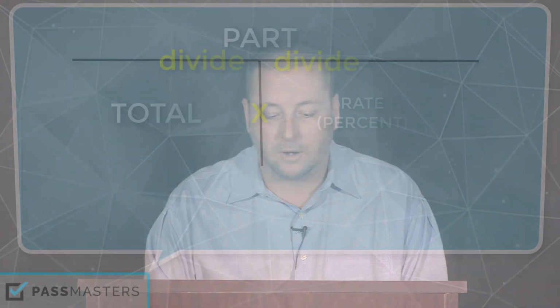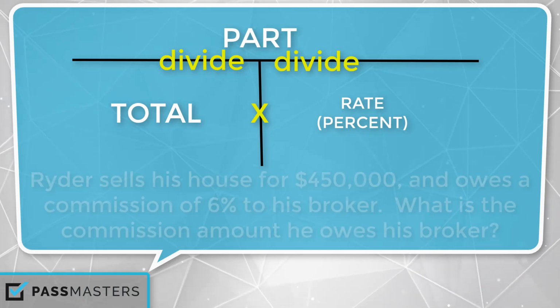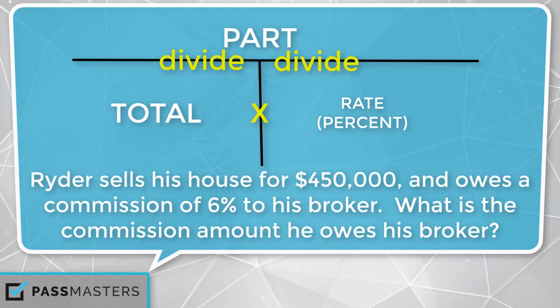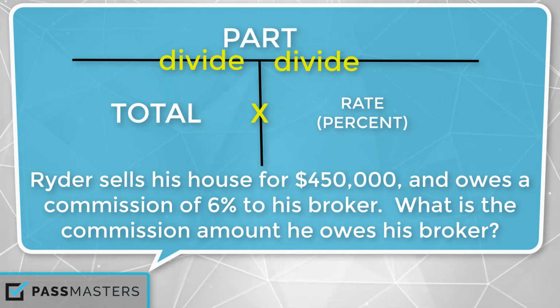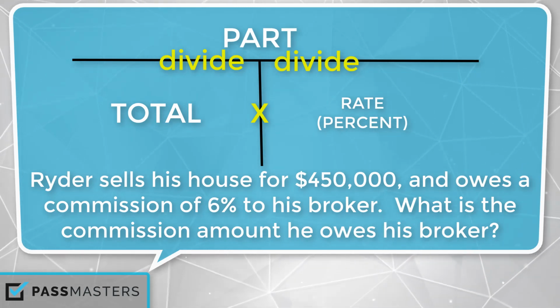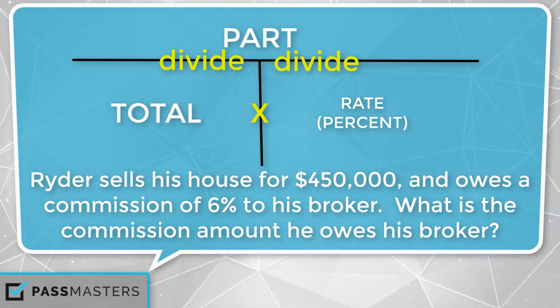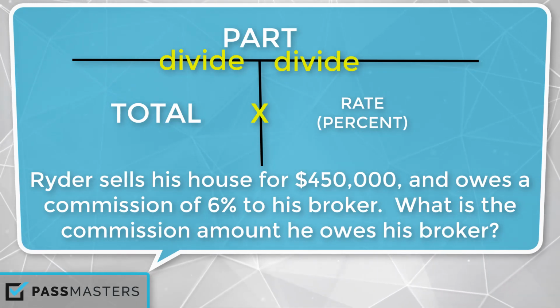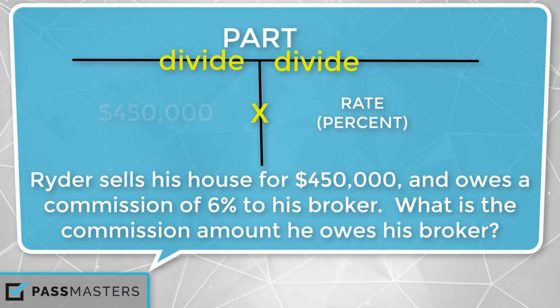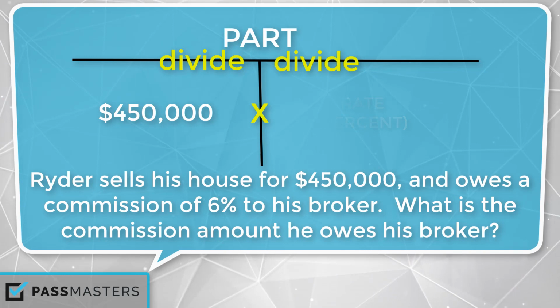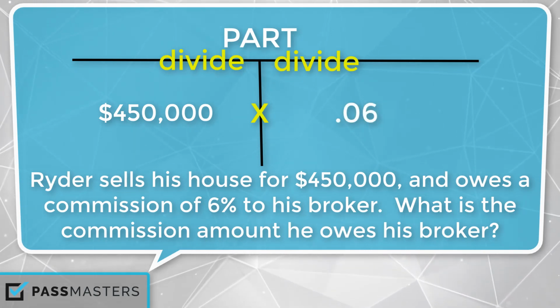All right, so here's our first sample question. Ryder sells his house for $450,000 and owes a commission of 6% to his broker. What is the commission amount he owes his broker? Okay, so what numbers do we have here? We got to plug them into our T-chart here. 450,000, well, that's the total, so that goes in the bottom left. And 6%, well, that's the rate, the percent, so that goes in the bottom right.